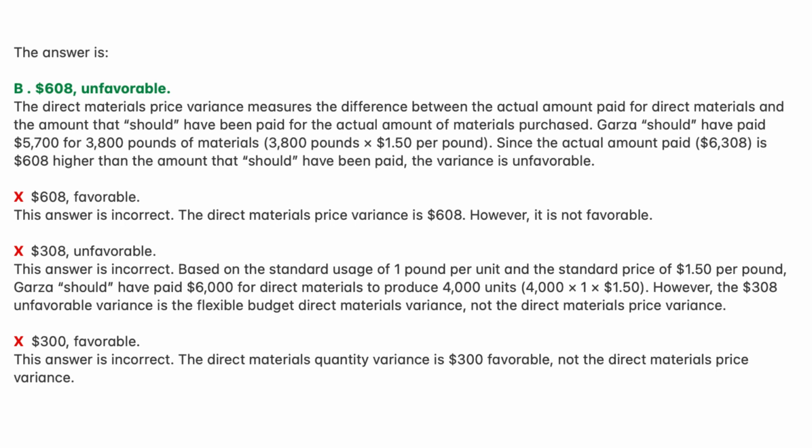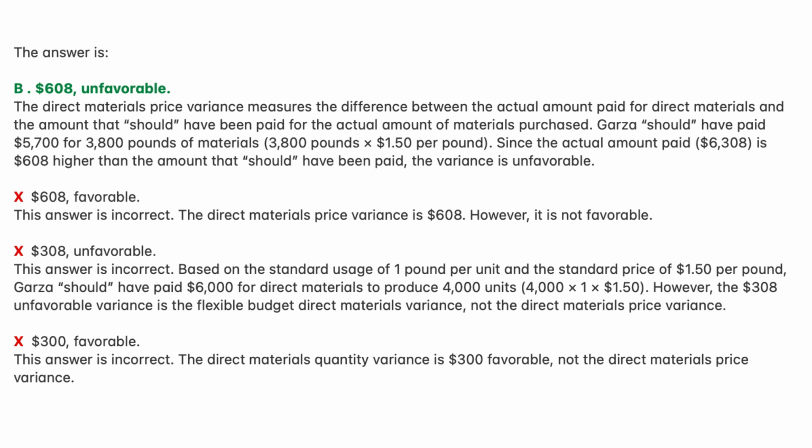The direct materials price variance measures the difference between the actual amount paid for direct materials and the amount that should have been paid for the actual amount of materials purchased. Garza should have paid $5,700 for 3,800 pounds of materials, 3,800 pounds times $1.50 per pound. Since the actual amount paid, $6,308, is $608 higher than the amount that should have been paid, the variance is unfavorable.